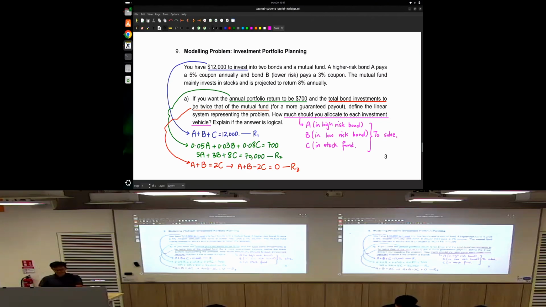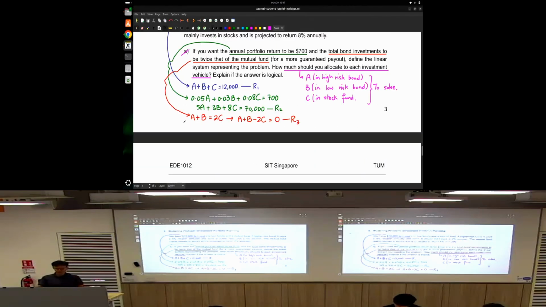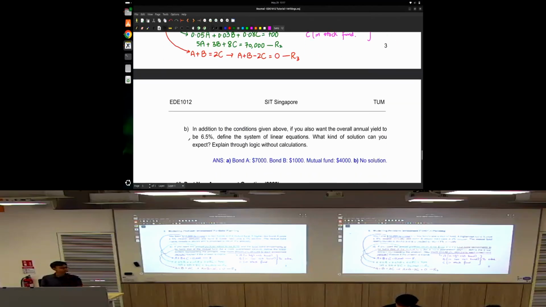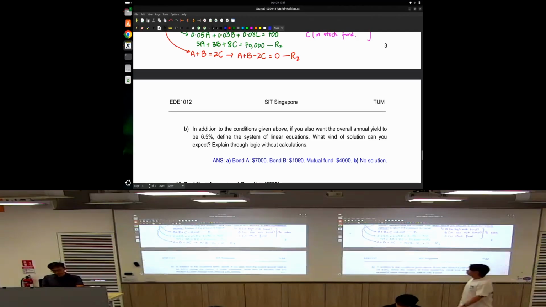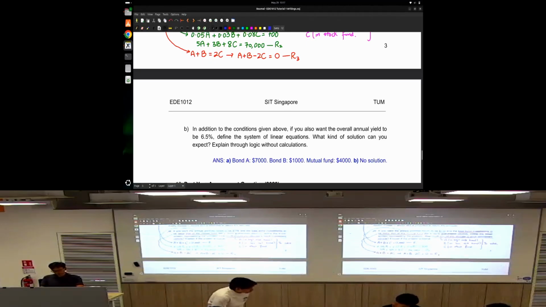Is that alright? Any objections? Okay, if no, then I won't solve. You should be able to solve on your own. If you were to solve this, part A, you will get these solutions. So bond A, you allocate 7,000. Bond B, you allocate 1,000. So therefore, for the mutual fund, you're left with 4,000.